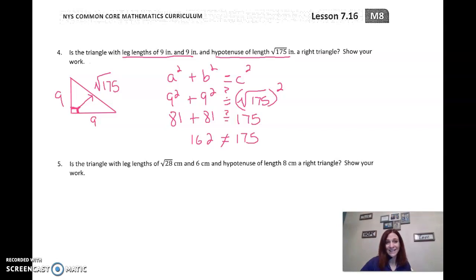So, is this triangle a right triangle? No, it is not a right triangle. And again, you don't necessarily have to draw this picture, but it can sometimes be helpful. Don't be scared to draw pictures if you need to.